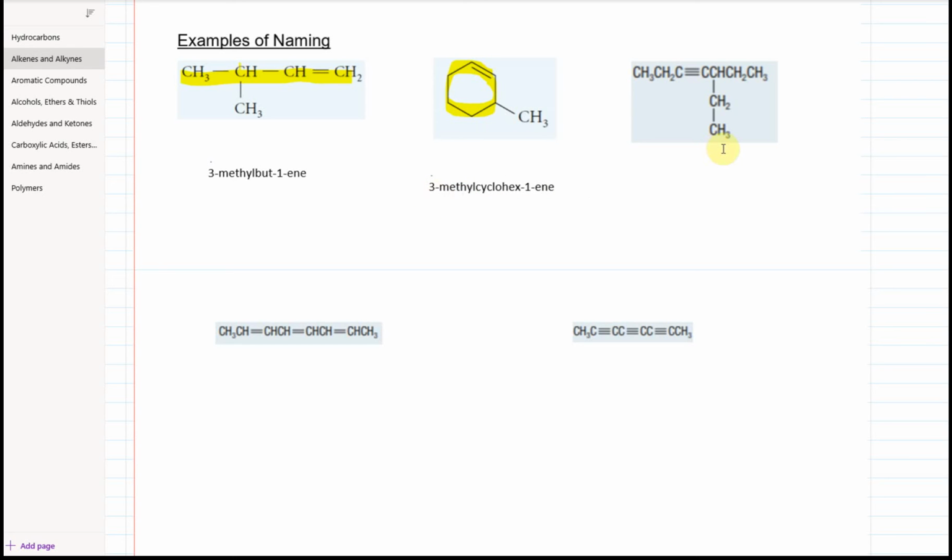Excellent. Let's take a look at this case over here. The ending here is going to be different because this is an alkyne. So it will have the corresponding value.